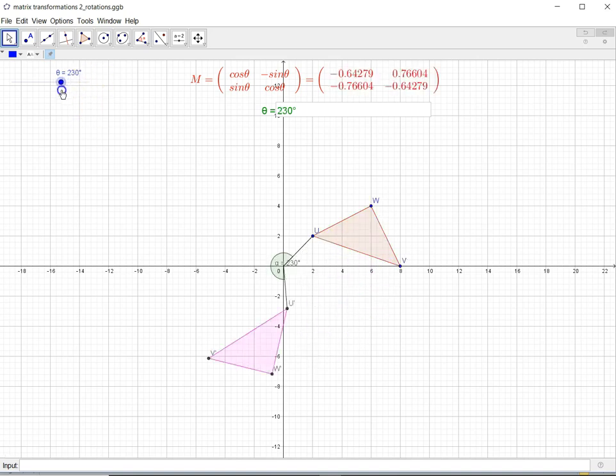So let's just have a look at that once more, send it back, and then we'll send it on its way. So we can see the triangle is turning around the origin, and at each stage the angle through which it has turned is exactly the same as the angle theta. So the matrix cos theta, minus sine theta, sine theta, cos theta represents a rotation of theta anticlockwise about the origin.